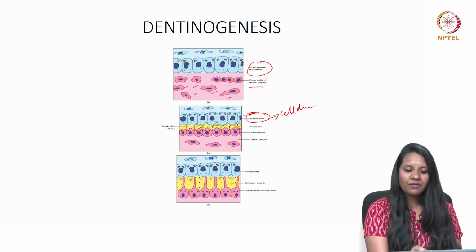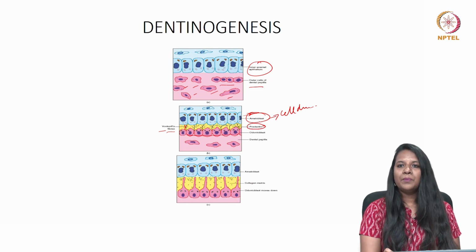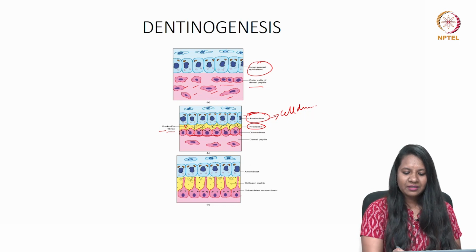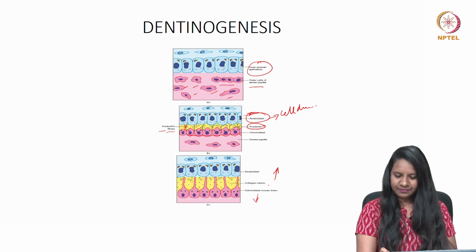Okay. So, the formation of these fibers, Von Korff fibers, and the odontoblast will start laying down dentin. The first formed dentin is predentin. Later, the odontoblast moves down as the dentin has been formed.